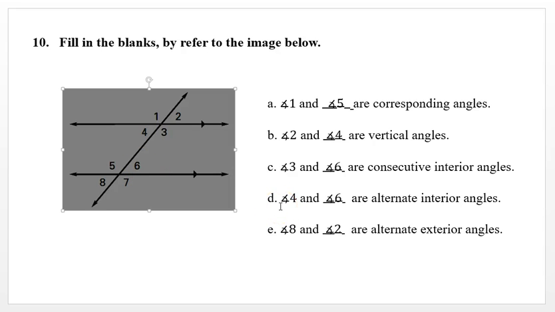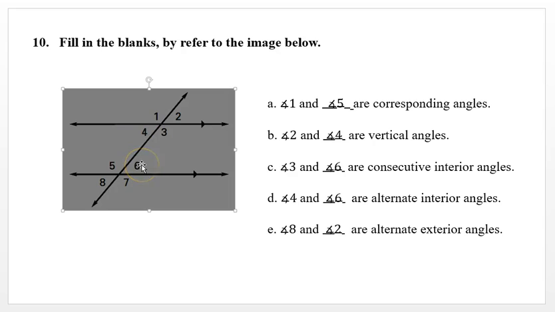Okay, part D, angle 4 and angle 6 are alternate interior angles. And this is true. Alternate interior means they are on the opposite side of the transversal. So 4 and on the opposite side, your only choices are 3 and 6 here because they are both on the interior, but the only one that is alternate interior is the one that is down here.